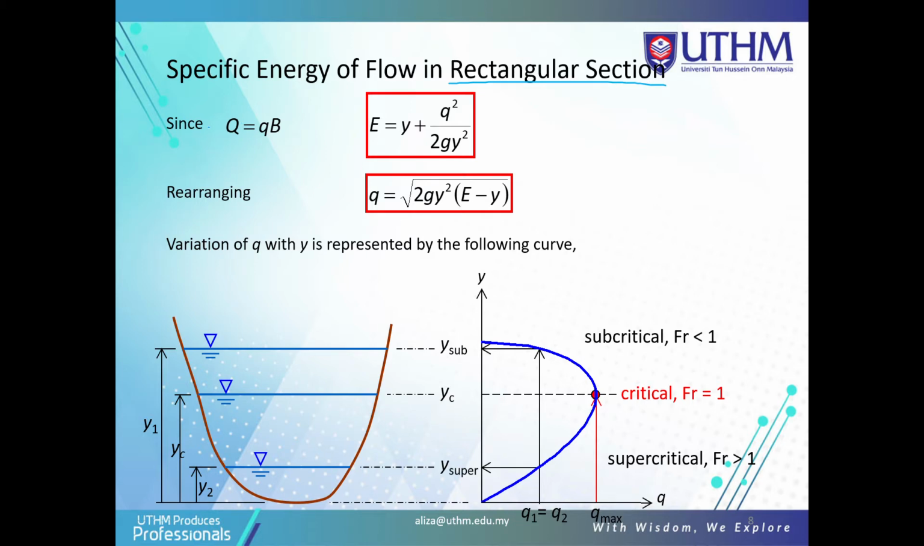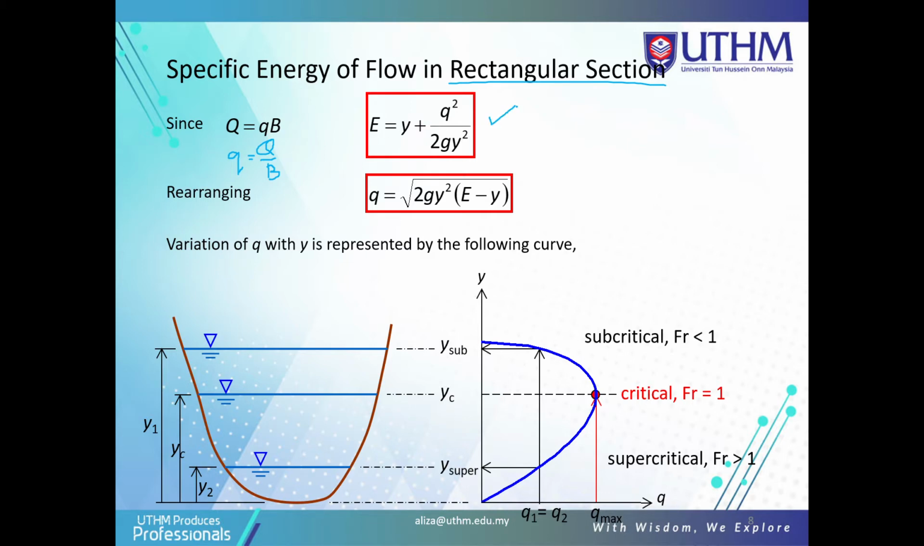In a rectangular section, we know that small q, the discharge per unit width, is equal to Q discharge divided by B. Based on the specific energy at the previous slide, we can change Q to qB, so we get q squared over 2gy squared. This is based on the rectangular section.